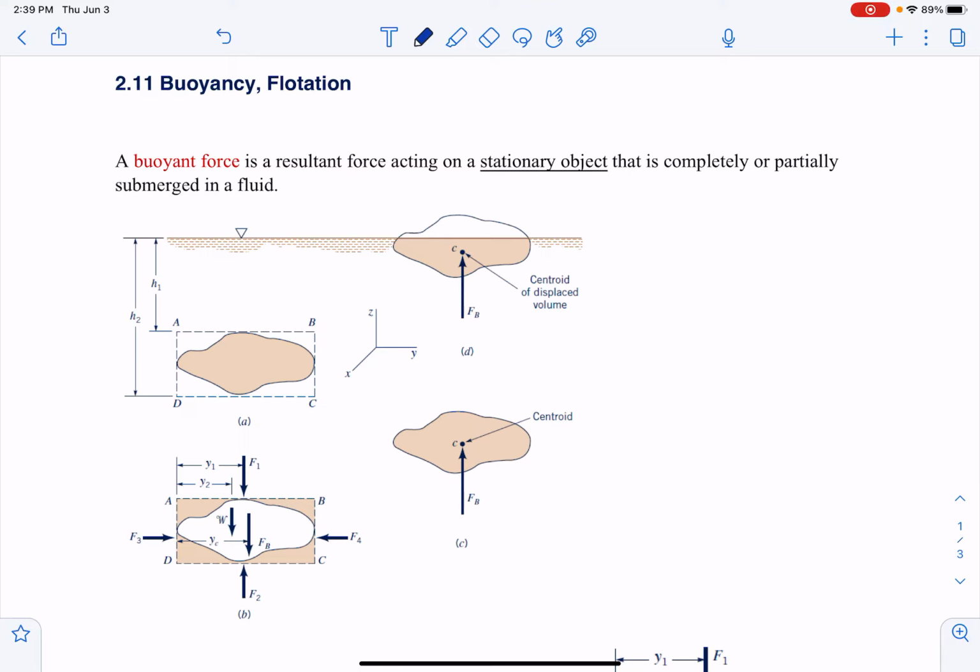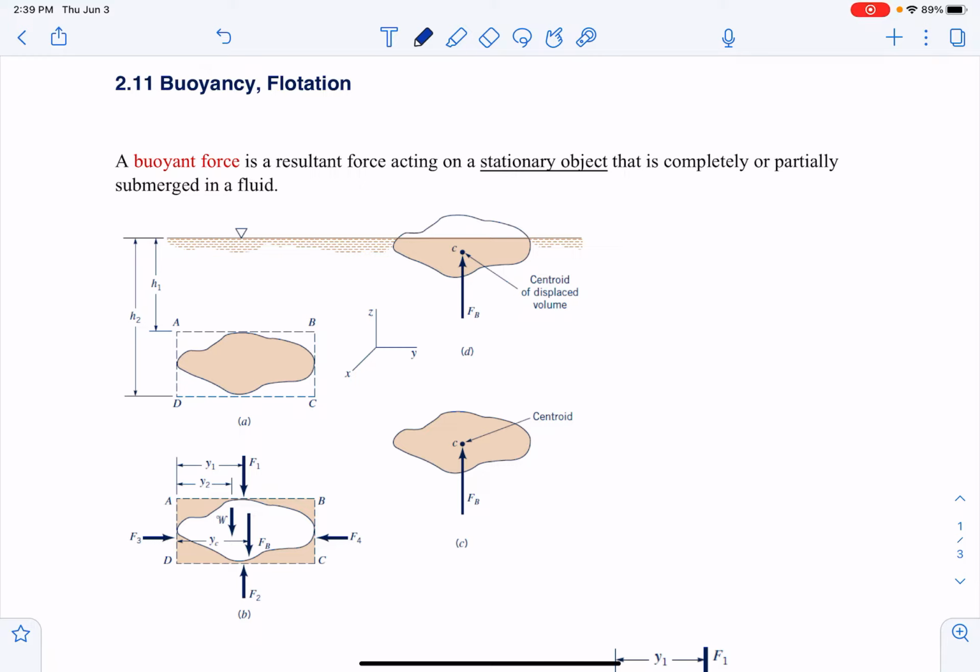Hello, today's lecture is going to be about buoyancy. This is the last section of chapter 2. So now you can go and complete the homework on chapter 2.